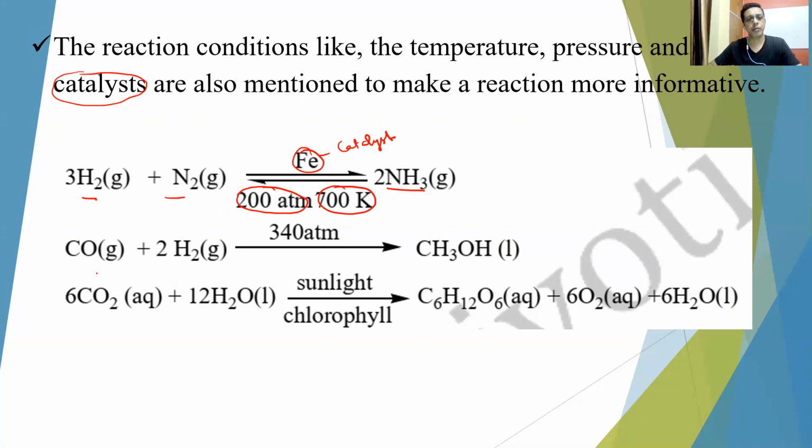Similarly, the reaction between carbon monoxide and hydrogen to produce methanol occurs at a temperature of 340 atmosphere. So these conditions are to be set in the industries to prepare these particular compounds. Fine. For the synthesis of glucose, sunlight and chlorophyll are the conditions required. So sometimes, to give more information about the reactions, we write these conditions which are necessary for a reaction to occur.